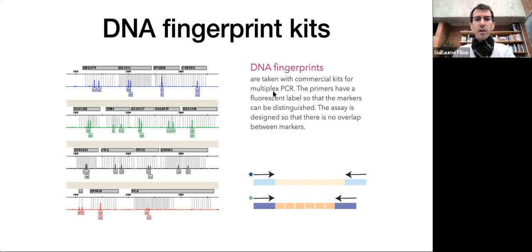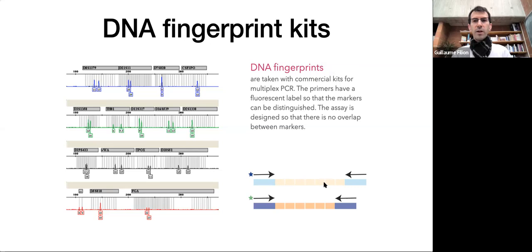The primers have a fluorescent label so that the markers can be distinguished. The assay is designed so that there is no overlap between the markers. So it's really very, very nicely designed. So you can do the PCRs together at the same time in the same tube. That's what's really nice. That's what is a multiplex PCR. They have optimized the primers so that they don't interact with each other. They will just each amplify their target sequence, and there are 20 of them, and that typically looks like that.